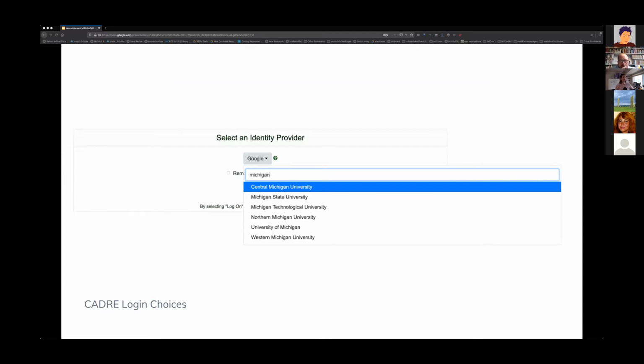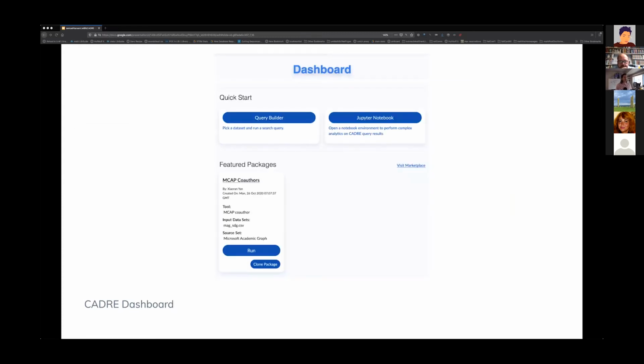So these are the choices. You can just do Google, as I said, and then you will be here on the dashboard. You can see there's the query builder, which is the GUI way to search these databases, data sets. There's the Jupyter Notebook, which is how you start doing some computing on the results of your searches. And then you can also see the marketplace.